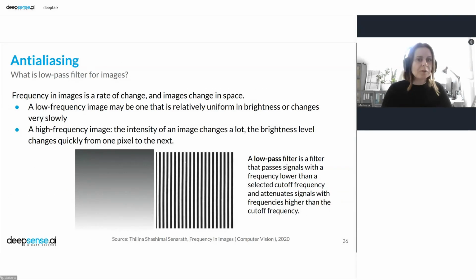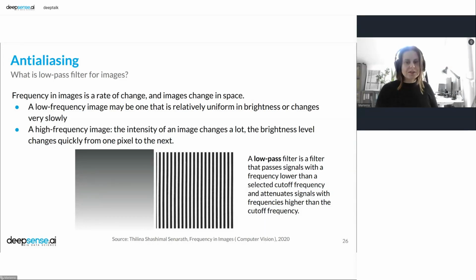Another way of ensuring translation invariance is anti-aliasing. As I already said, anti-aliasing is achieved by low-pass filtering before downsampling. But how to use a low-pass filter on an image?